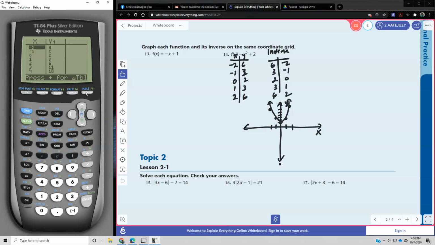Now we have 2, 0, 3, so it's going to be sideways. Okay, so here is the function, and here is the inverse. And to find the inverse, you just have to switch x and y. You've got to switch the x and the y.